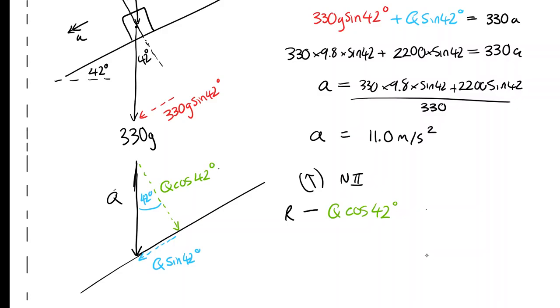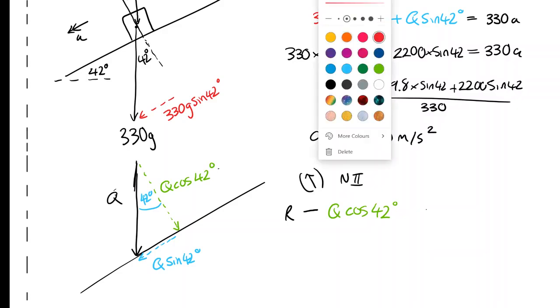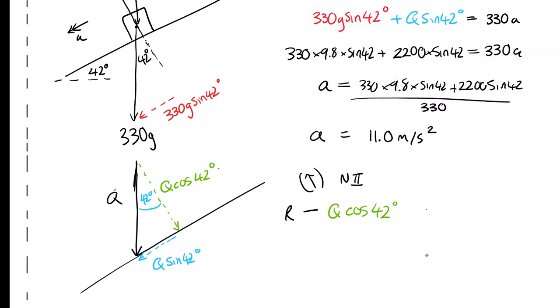In addition to these components, there is a component of weight that acts into the slope. So that's this purple component here. That's 330 g cos 42. That's acting into the slope, so it's negative as well. 330 g cos 42 degrees. And together they're all equal to 0. This doesn't accelerate into the slope or out of it.